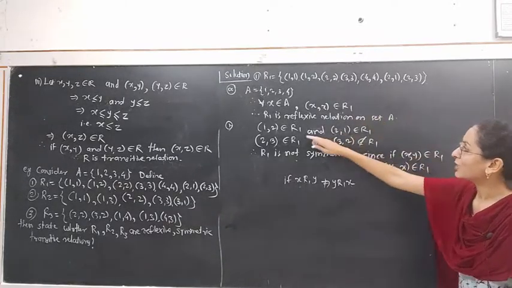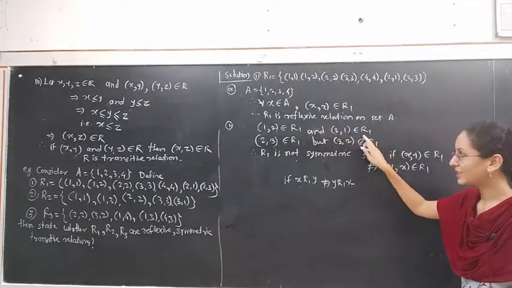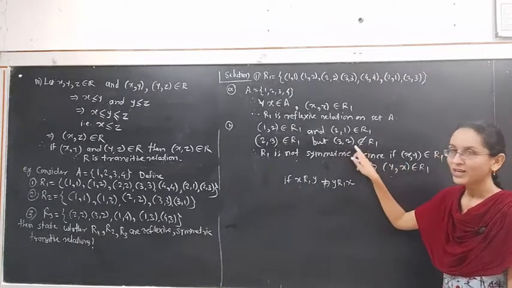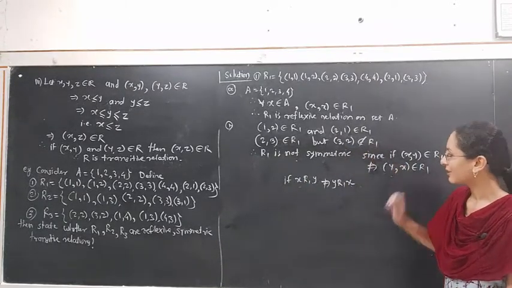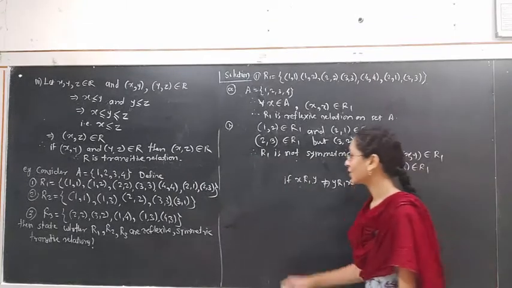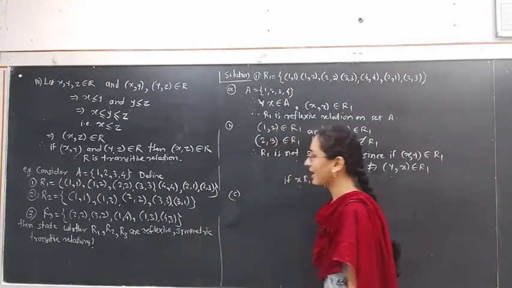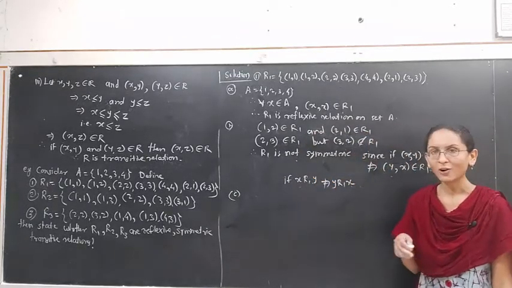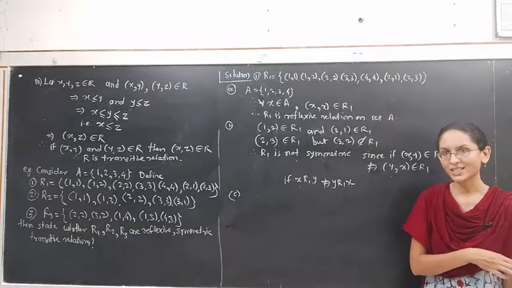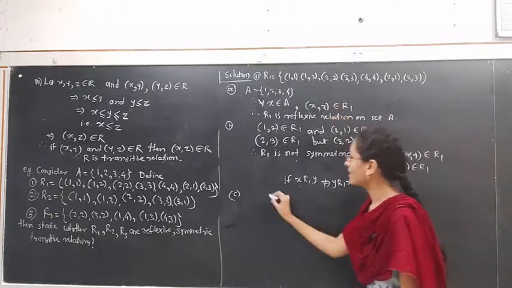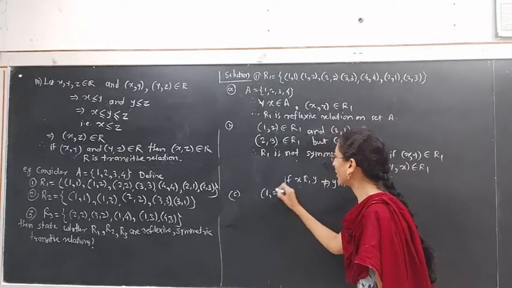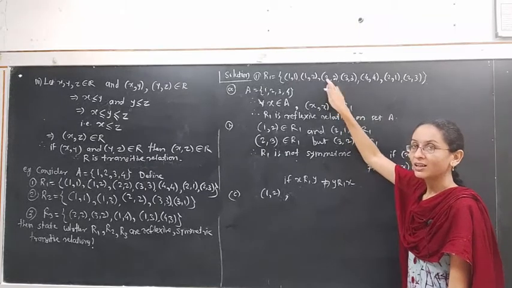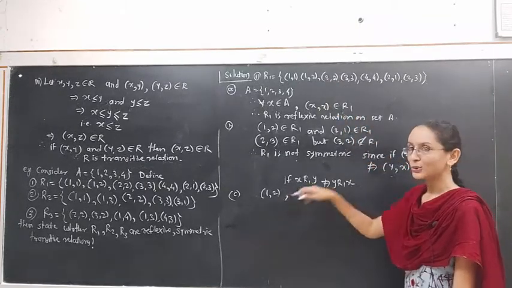In relation R1, the ordered pairs (1,2) and (2,1) are there, but the ordered pair (2,3) belongs to R1 and ordered pair (3,2) does not belong to R1. Therefore, R1 is not symmetric relation. Third, we check transitive relation. For that, we have to consider the ordered pairs of the type (x, y), (y, z). (1,2), since the ordered pair (1,2) belongs to R1, and second, choose the ordered pair in which 2 is related to other element.